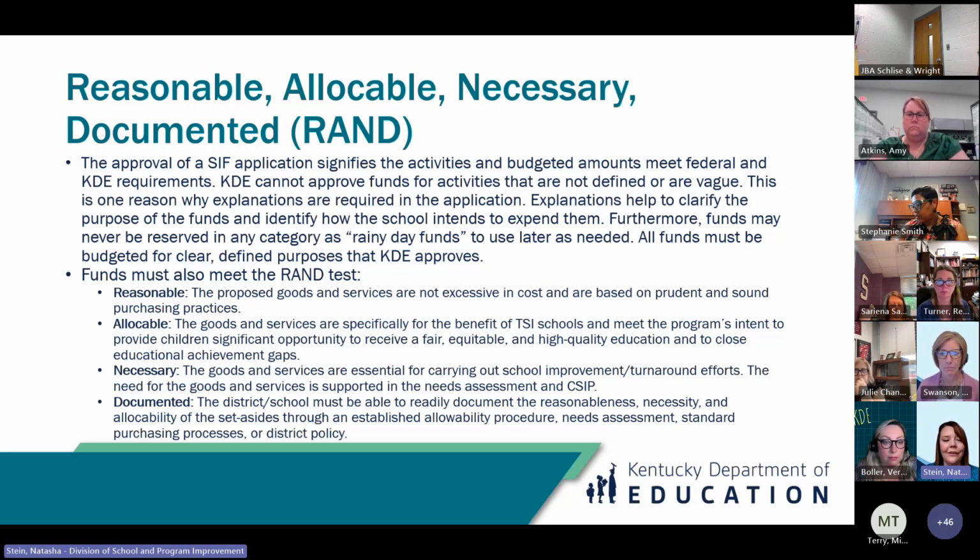So we'll throw out another example here. If you select an evidence-based practice and to implement it, it would impact 60 students directly in your school, it would require them to have 100 iPads. While those devices may be a documented need in your school's CSIP to carry out that evidence-based practice, it would not be reasonable to buy 40 extra devices. So to meet the RAND requirements, the school would need to reduce the number of devices in order to meet that RAND test. Just some common sense things here, but wanted you to keep that in mind as you're working through that electronic template and planning those purchases.